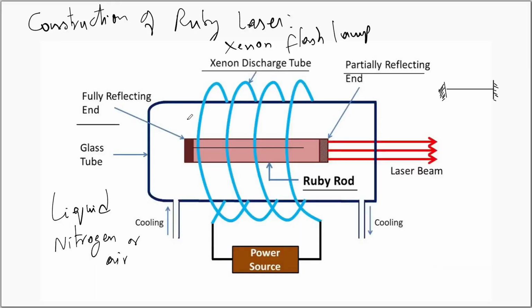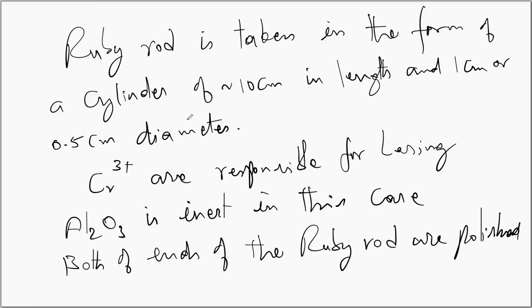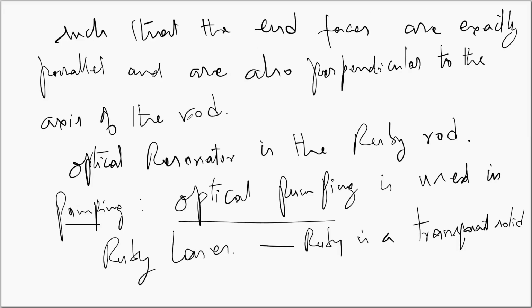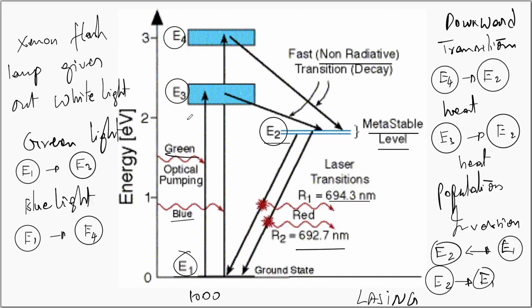We have seen the construction of the ruby laser. We have seen that chromium 3 plus ions are responsible for lasing in the ruby laser. We have seen how the optical resonator is constructed in the case of a ruby laser by polishing both the ends and applying reflection coating on both the sides. We have seen the energy level diagram of the chromium 3 plus ions in the aluminum oxide lattice. We have also seen the upward and downward transitions and the lasing transitions.